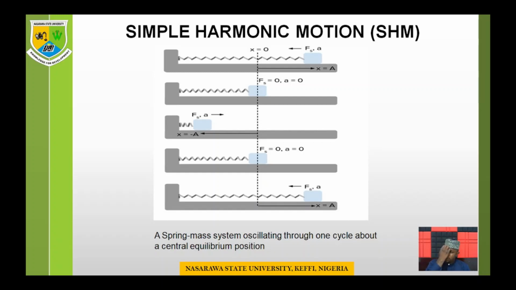And we have what we call a cycle. When you pull the spring away and you release it, it will go back to equilibrium, and then it will come back again. That is when you can now say you have one complete cycle or one complete oscillation. But once you release it and it goes, you cannot count it as one complete oscillation. It has to go and come. That is where you can say you have one complete cycle or oscillation.